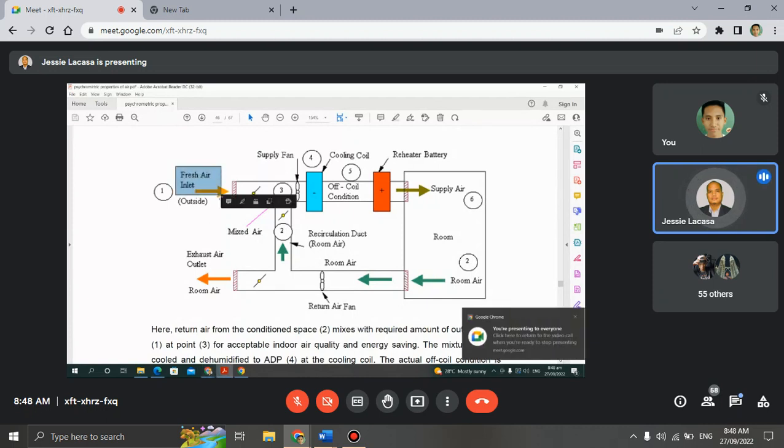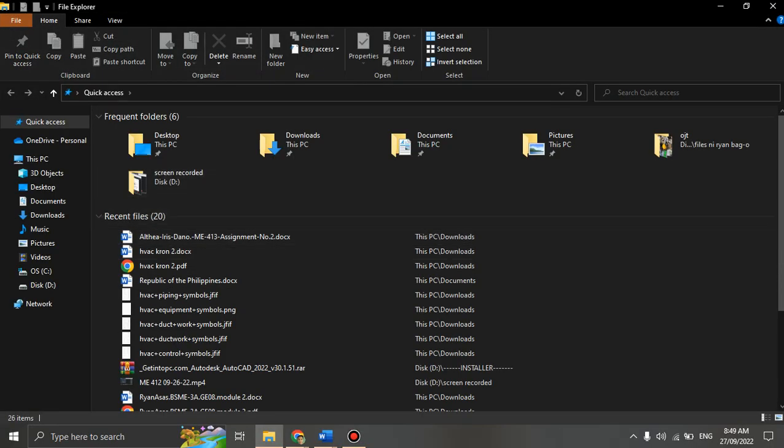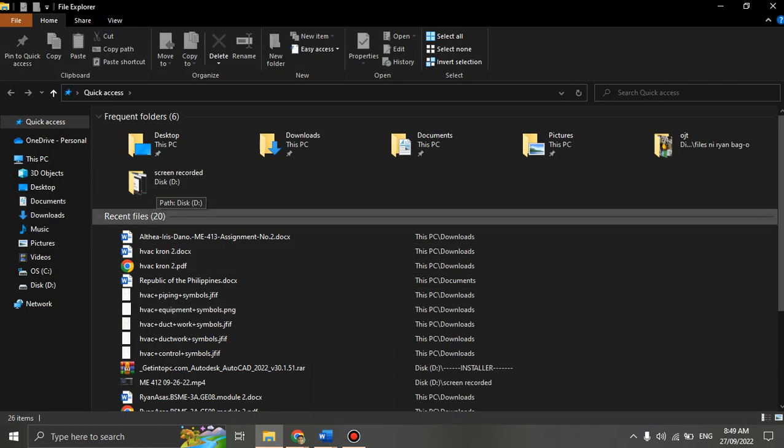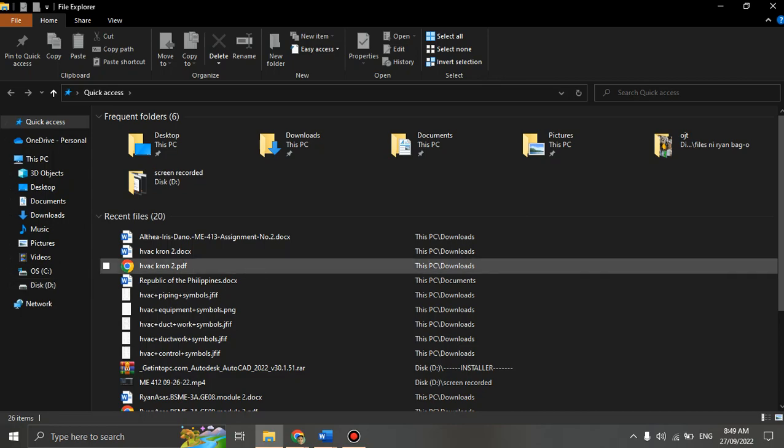Then exhaust air is what you discharge outside, only a percentage of the air you release. The rest you recirculate. So what is the condition of this air, its state, what is its temperature, its humidity? Most probably its condition is approximately equal here, because it comes from the room.